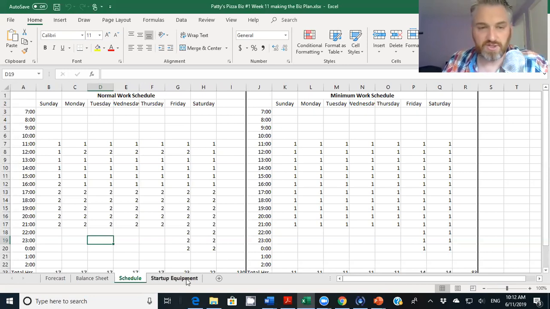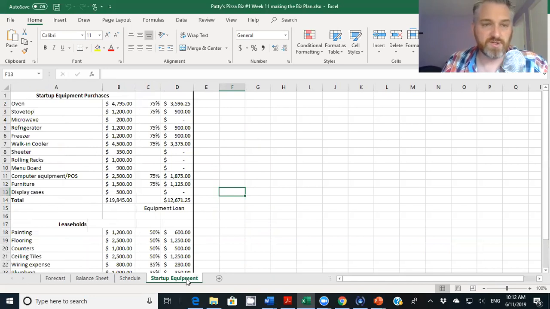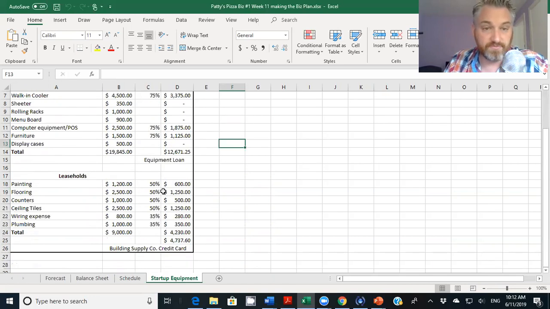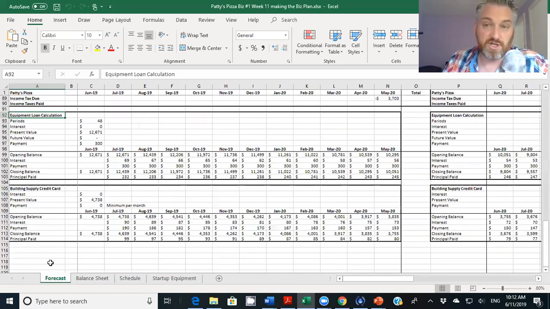So then we get into the startup equipment. So what equipment needs to be purchased, and what amount of all those different pieces of equipment are we able to finance? And yeah, so this is how complex it gets. So it's a huge spreadsheet, and there are 5 of them.